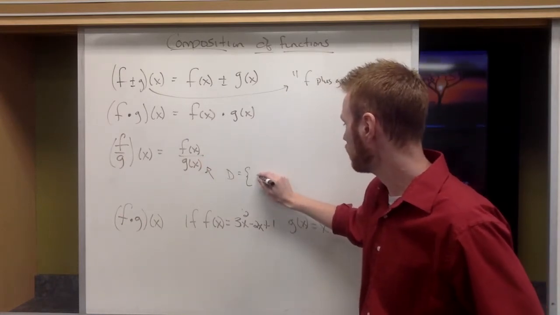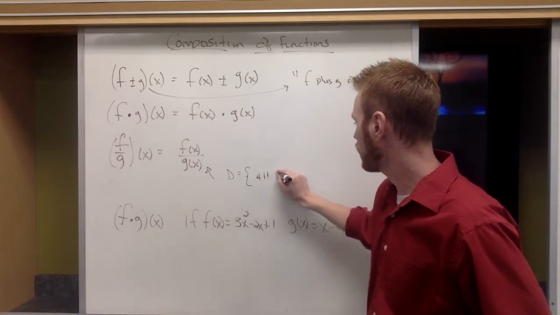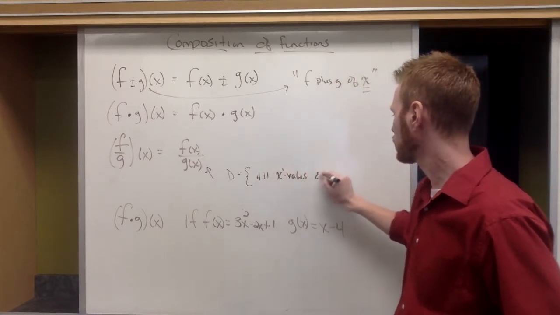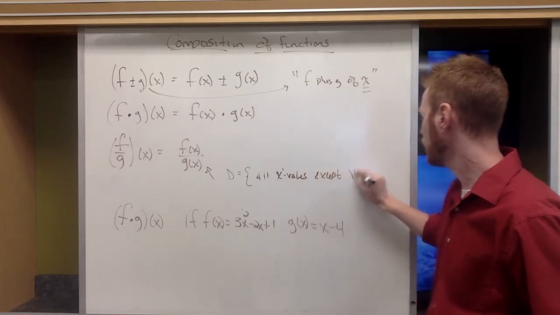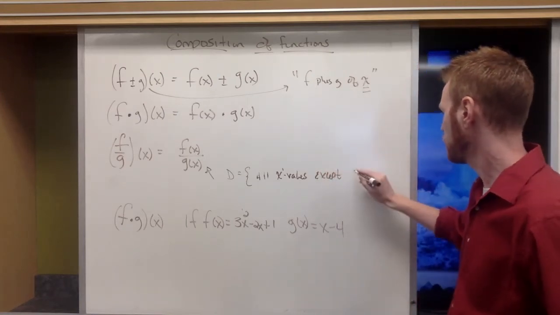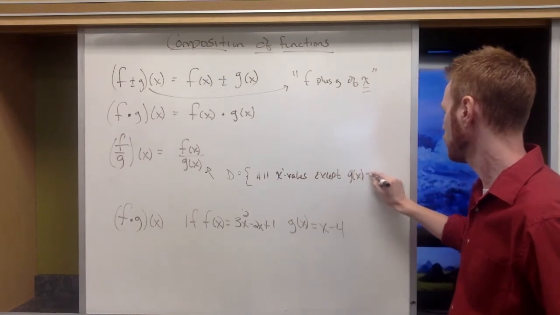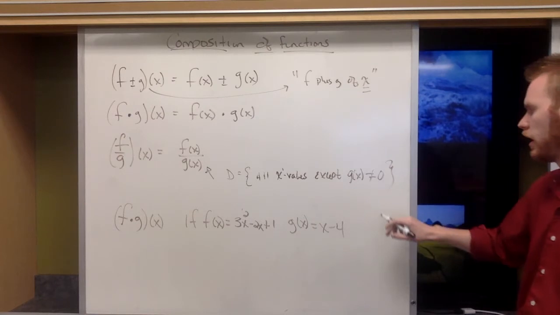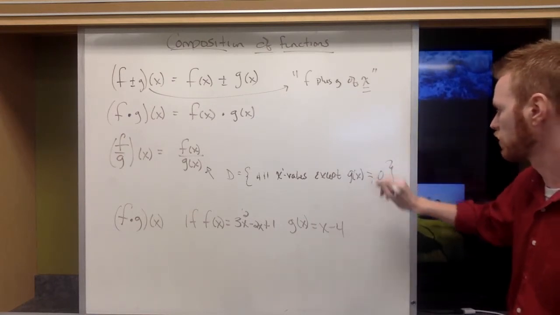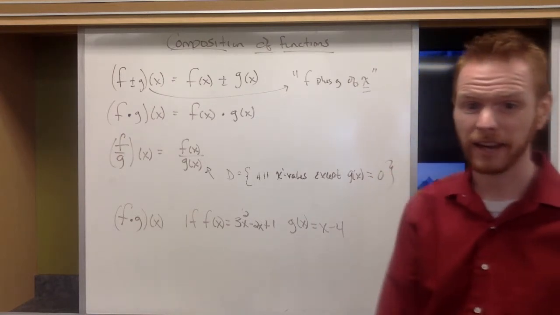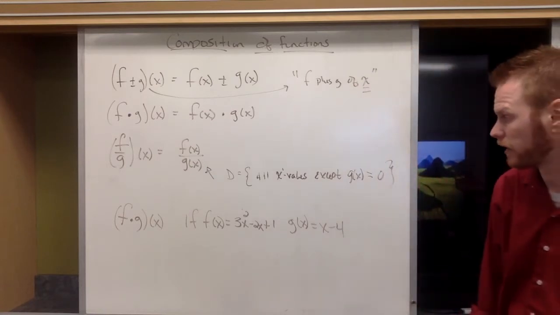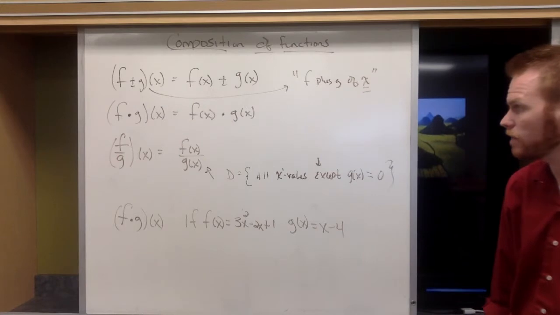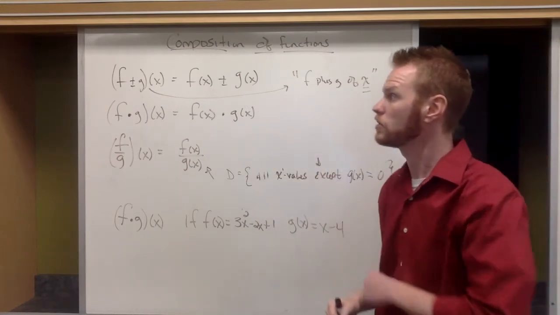So our domain would be all x values except any x value that makes g of x equal to 0. You're not allowed to have anything that makes it 0 at the very bottom. So there are some domain issues when it comes to division. All right, so there are the basic operations when it comes to two functions.